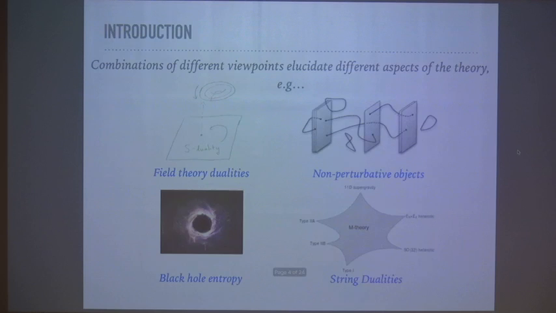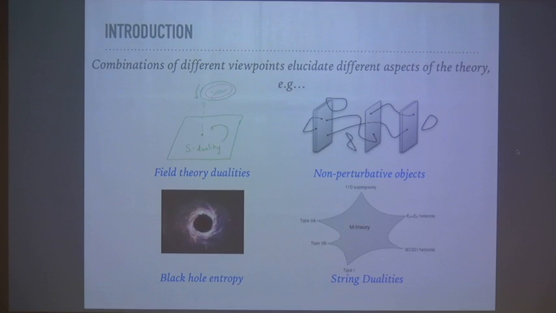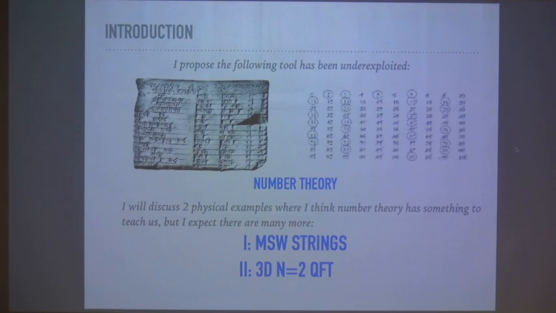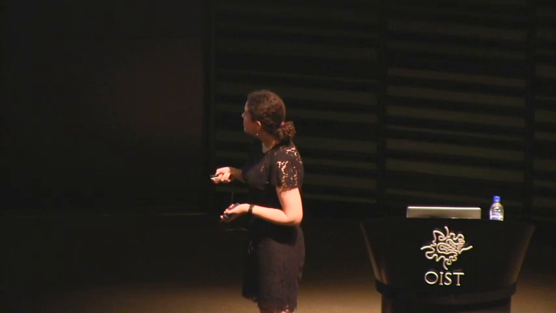And combinations of these different techniques elucidate the richness of string theory in many different ways. One example is that one can, for example, reinterpret certain dualities within field theory as geometric symmetries once one embeds into string theory. So that's one of the perhaps surprising or interesting lenses with which to view various physical phenomena which arise in string theory. So in my talk, I'd like to propose there's yet another tool which can be very powerful and which thus far has been underexploited by string theorists, and this tool is number theory.